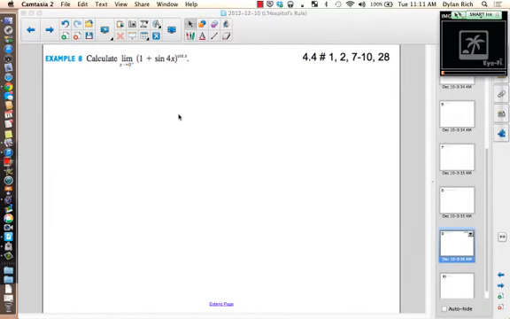L'Hopital's rule only works when we've got an indeterminate form of 0 over 0 or infinity over infinity, positive or negative. Okay? Take a look at this one. What's the sine of 0? 0. Plus 1, so it's 1, to the power of cotangent of 0.